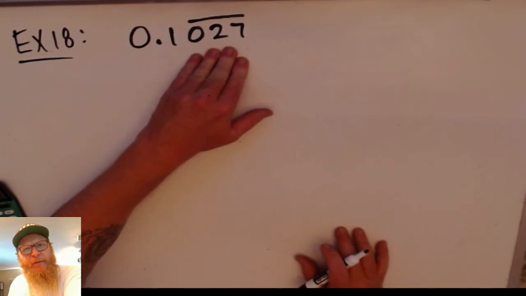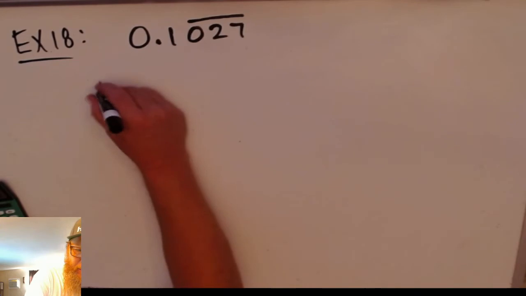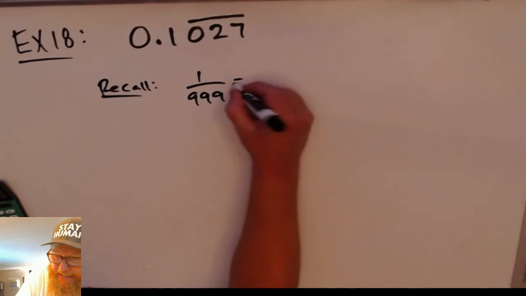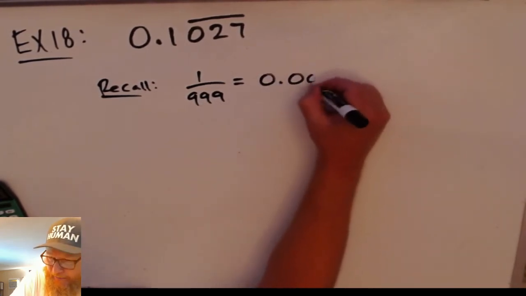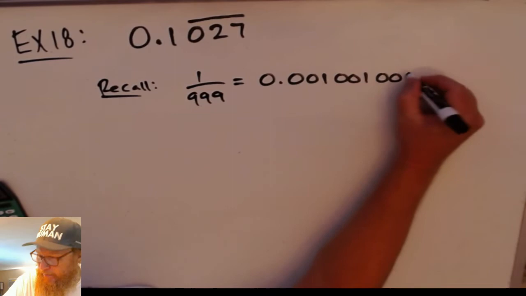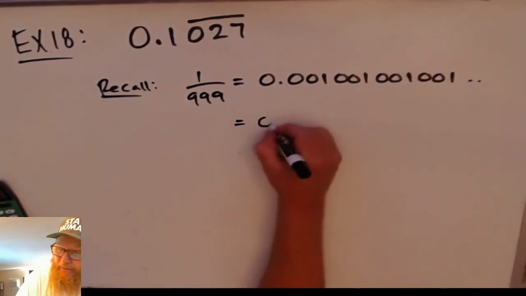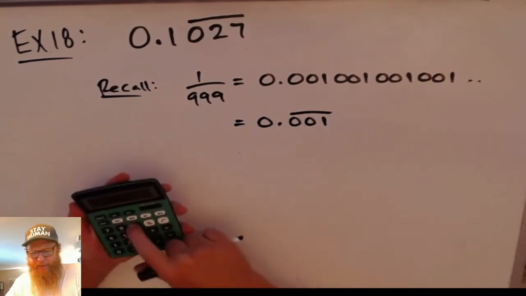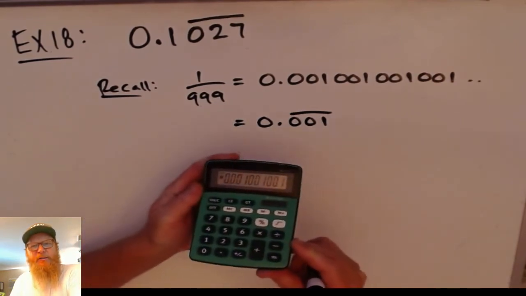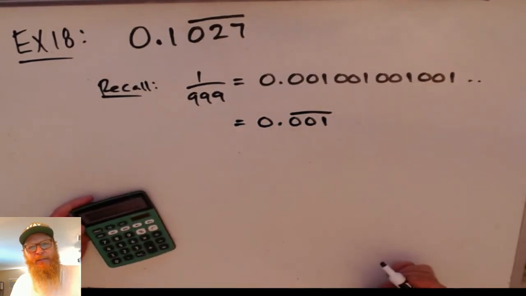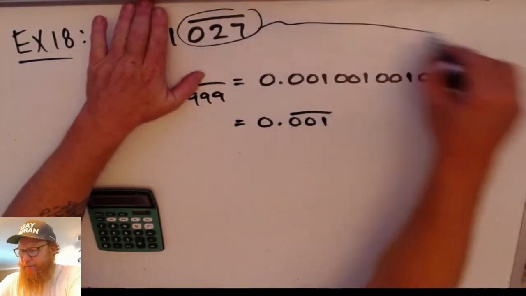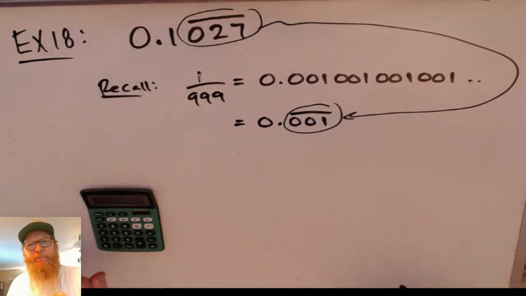027, 027. So remember, from earlier, 1 over 999 is 001 repeating. And if you don't believe me, do it. 001, 001, 001. Okay, that's 1 over 999. Now I'm ignoring this for now. I'm just looking at this repeater. That's what I'm trying to figure out.